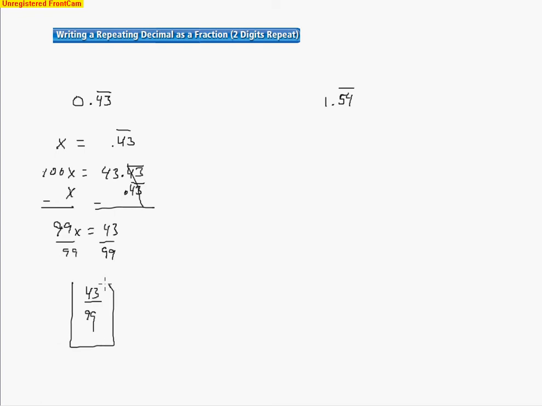So let's take a look at our last one here. This one just has the 1 out in front of it, so we do the same thing. I'm going to ignore the 1 for now and just write x equals 0.54 repeated. So I'll do the same thing, multiply by 100, and that'll move the decimal 2 spaces over, so I still have the 54 repeating. I'll subtract the x from both sides, take out the part that repeats, and now we're left with 99x equals 54.